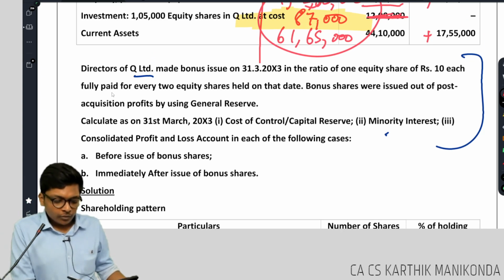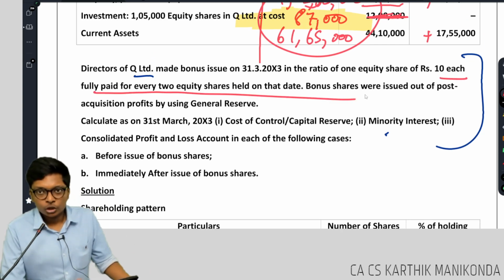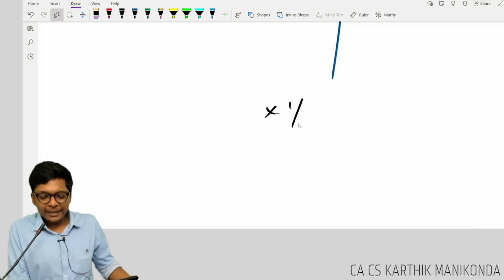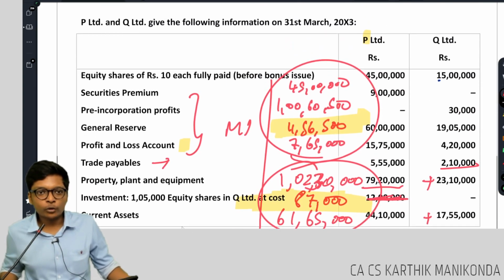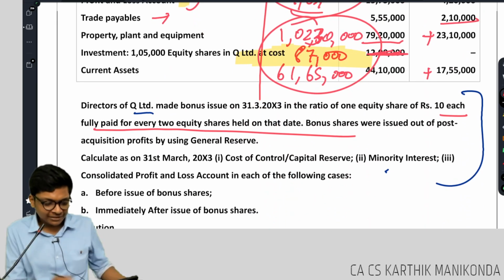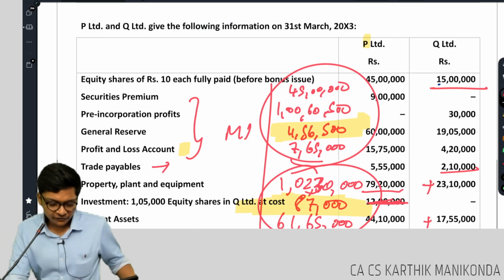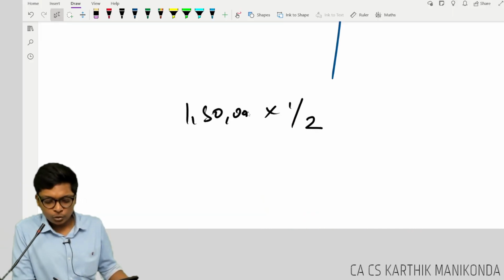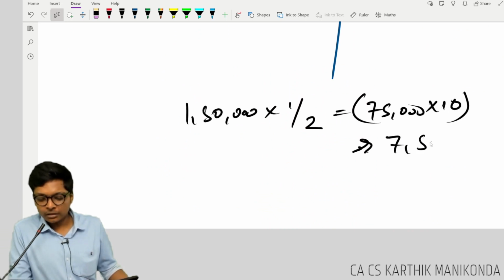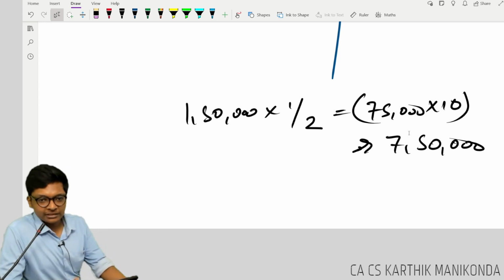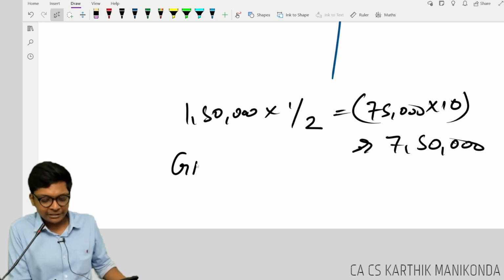They have given one fully paid up bonus share for every 2 held on that day. So I have to compute 1 by 2 on whose share capital? Subsidiary or holding company? Who gave the bonus? Subsidiary. Q gave the bonus. Look at this, directors of Q. So existing shares are 1 lakh 50,000. 1 lakh 50,000 into 1 by 2 is 75,000 shares of bonus, into 10, 7 lakh 50,000 is the bonus. What is the entry for bonus, guys? They told it's given out of post-acquisition reserves, correct?